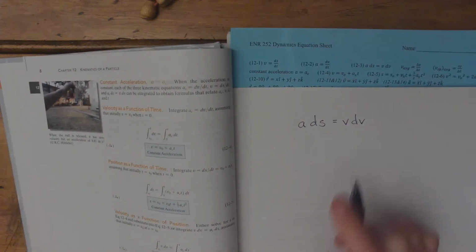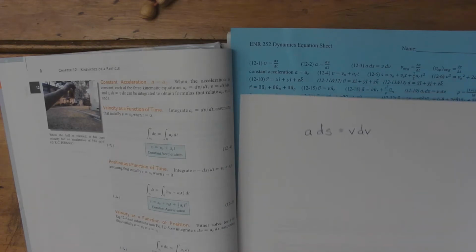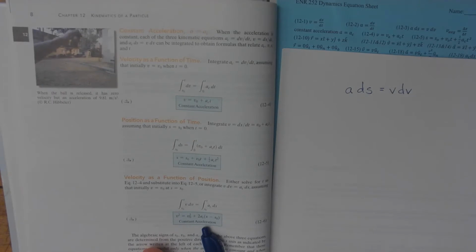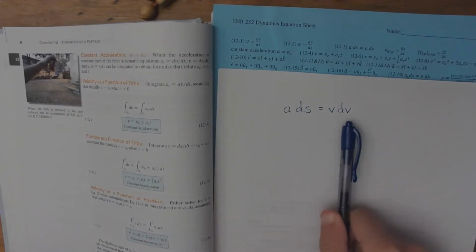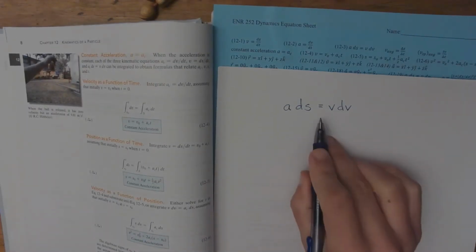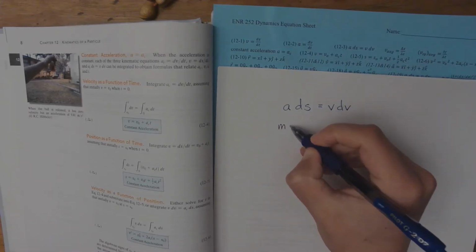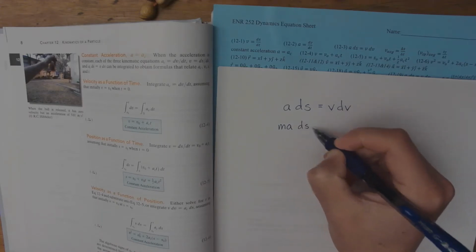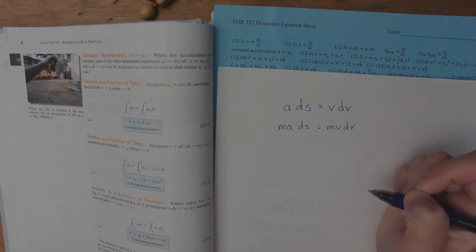Okay, so one other thing I want to point out is if you take the equation that you get after integrating, well actually we can go back to this equation here. We are going to have to integrate the right-hand side, but it will be fine. So I want to take this, and I'm going to multiply it by mass on both sides. So I have mass times acceleration, ds, is equal to mass times velocity, dv.